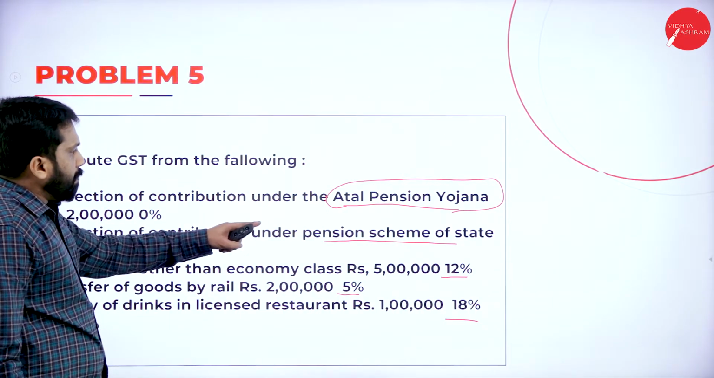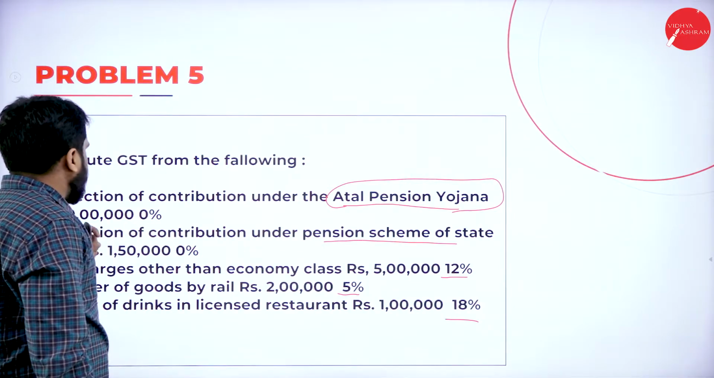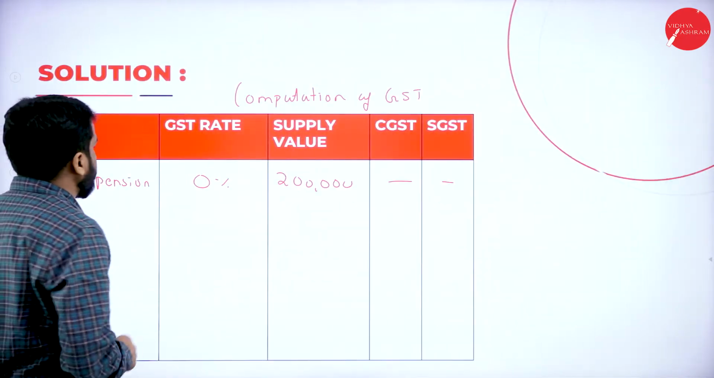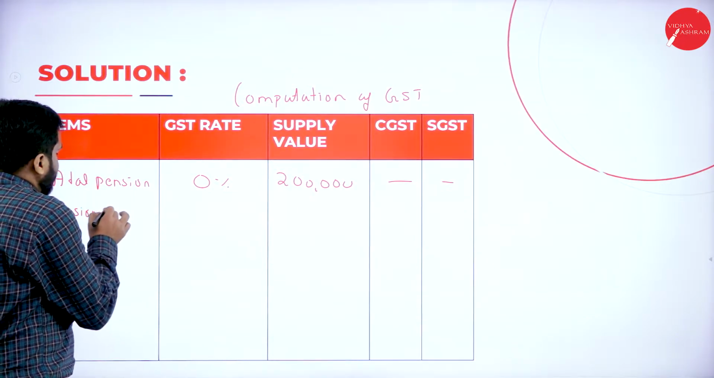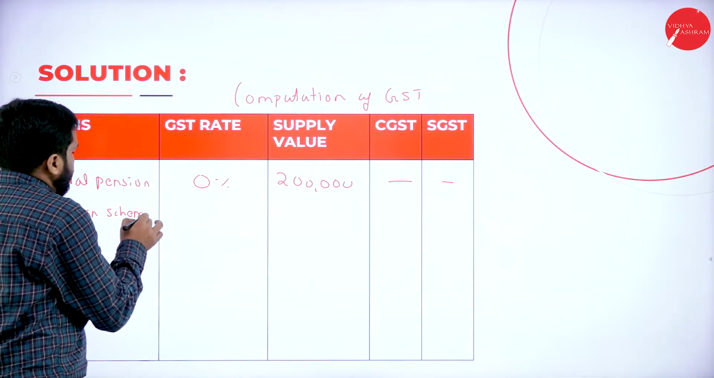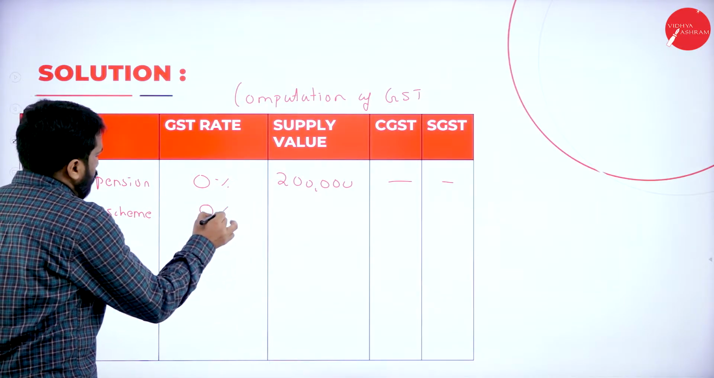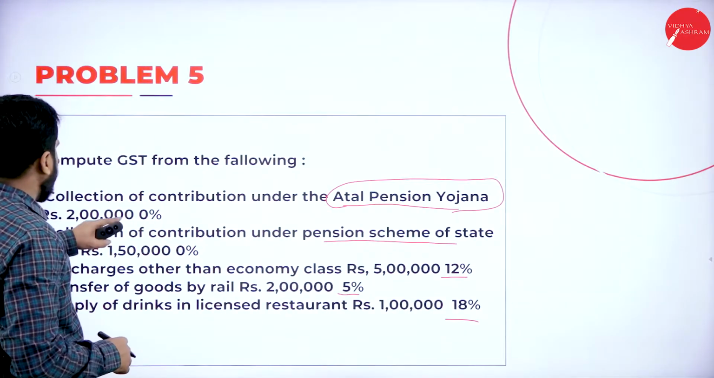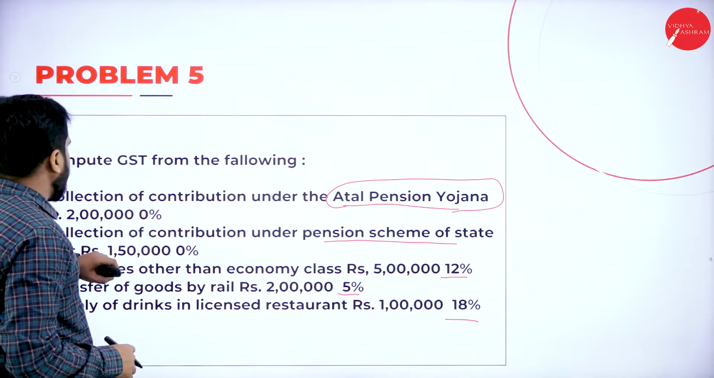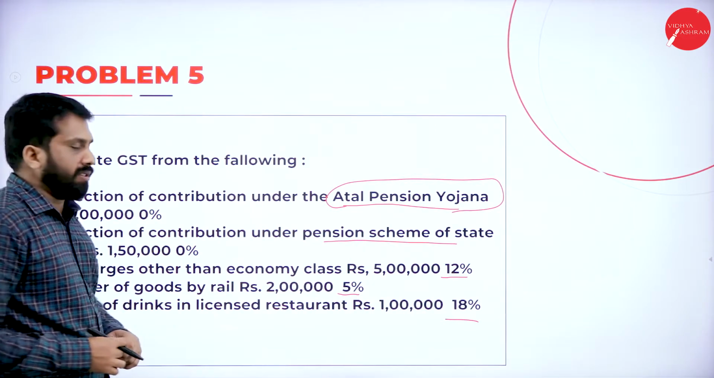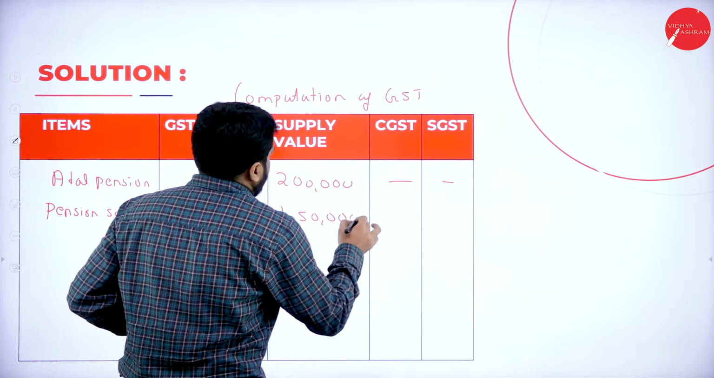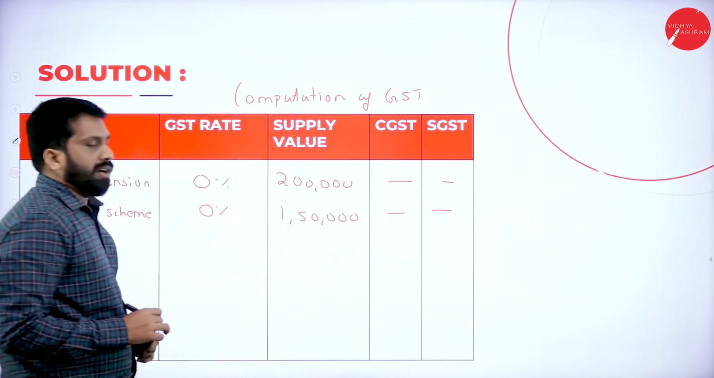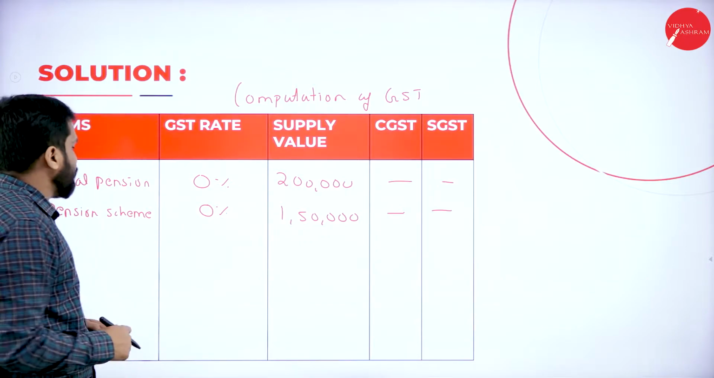Collection of contribution under pension scheme of state government. It is again 0%. What is the value? The value we have is around 1,50,000, and nil and nil. Why? Because the rate is 0%.